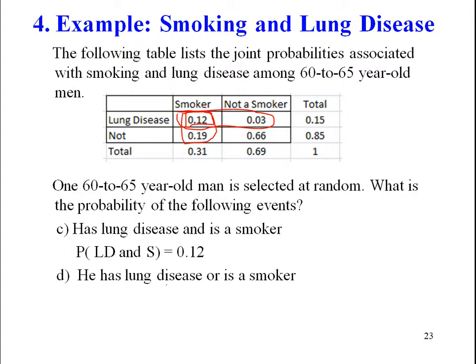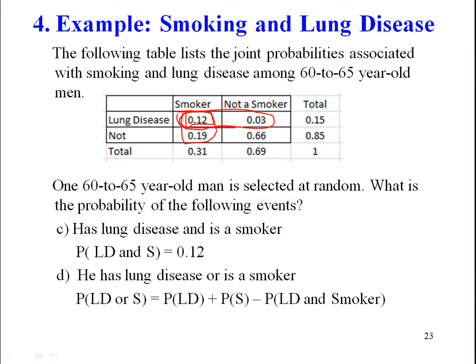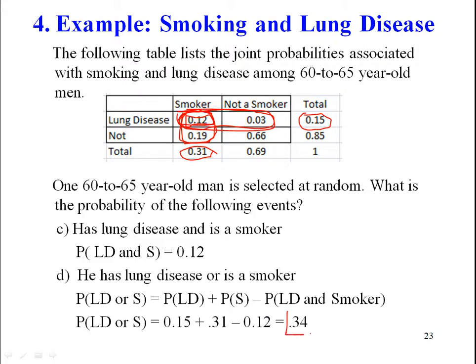But what about lung disease or a smoker? Well, lung disease or a smoker is lung disease plus a smoker minus the intersection, because we took lung disease, so we added this one, right? And then we did smoker and we added this one. We just double counted the middle one right here, right? So we take all the lung disease plus all the smokers, but we double counted the middle, so we subtract that out, and if we add that all up, we get 0.34.